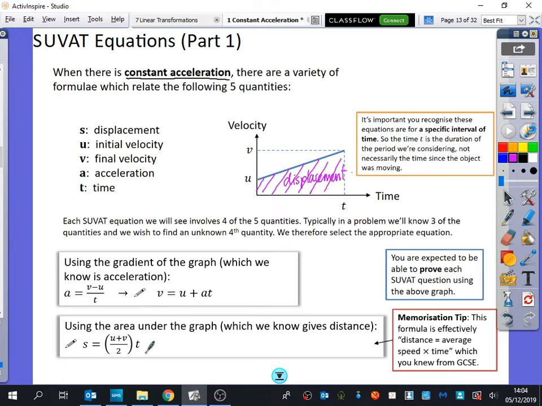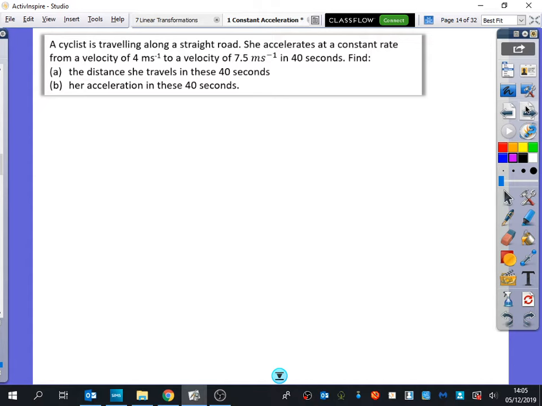And I've put here a memorization tip that the formula is effectively still distance equals average speed times time, which is the same as it was from GCSE. (u plus v) over 2 is the average speed, whatever it is we're talking about, whether the car, or someone running. (u plus v) over 2 is their average, so you've just got speed times time is equal to distance, okay? We're just going to be working with these two formulae to begin with and starting to develop some skills with these. So we're going to just dive straight in with what an example might look like.